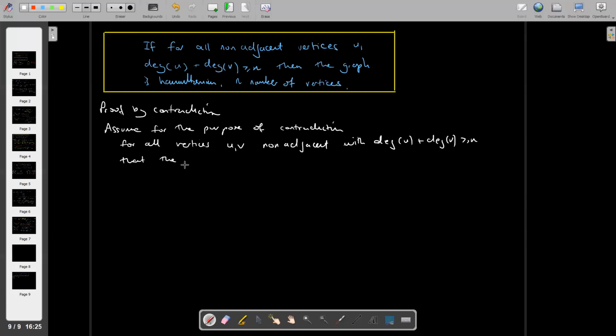So that's the opposite of what we want to show: that the graph is not Hamiltonian. Right, so we've got our graph, and we're going to assume that this is true. What we're going to do to our graph is add edges to the graph until adding one more edge means it's Hamiltonian.